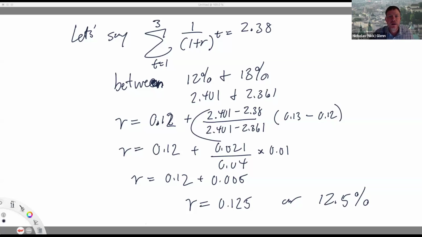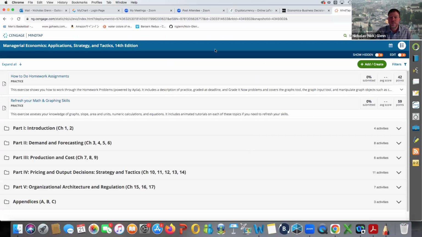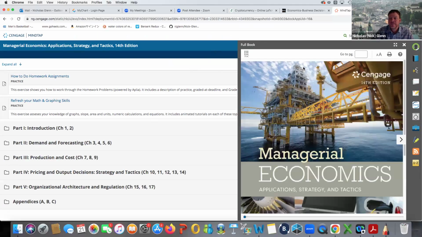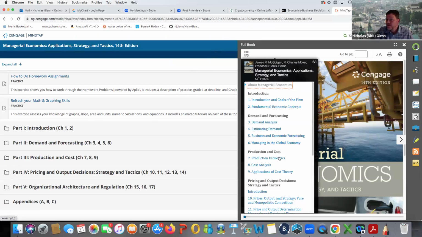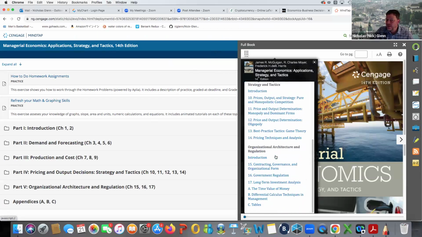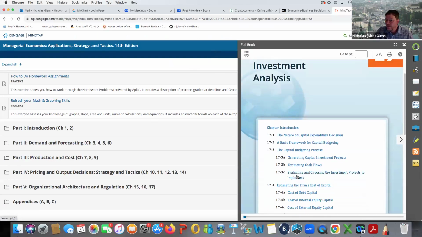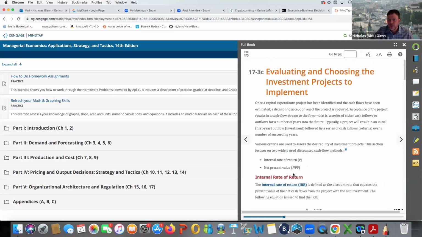So let's go back to the desktop. All right. So here's your mind map. You come over here, look for this book, go to your book, get it open, go to your table of contents. What we did today was from chapter 17. Click on chapter 17. Here we're evaluating and choosing investment projects to implement, using the internal rate of return and all these other things, like where we estimate the cash flow, as well.